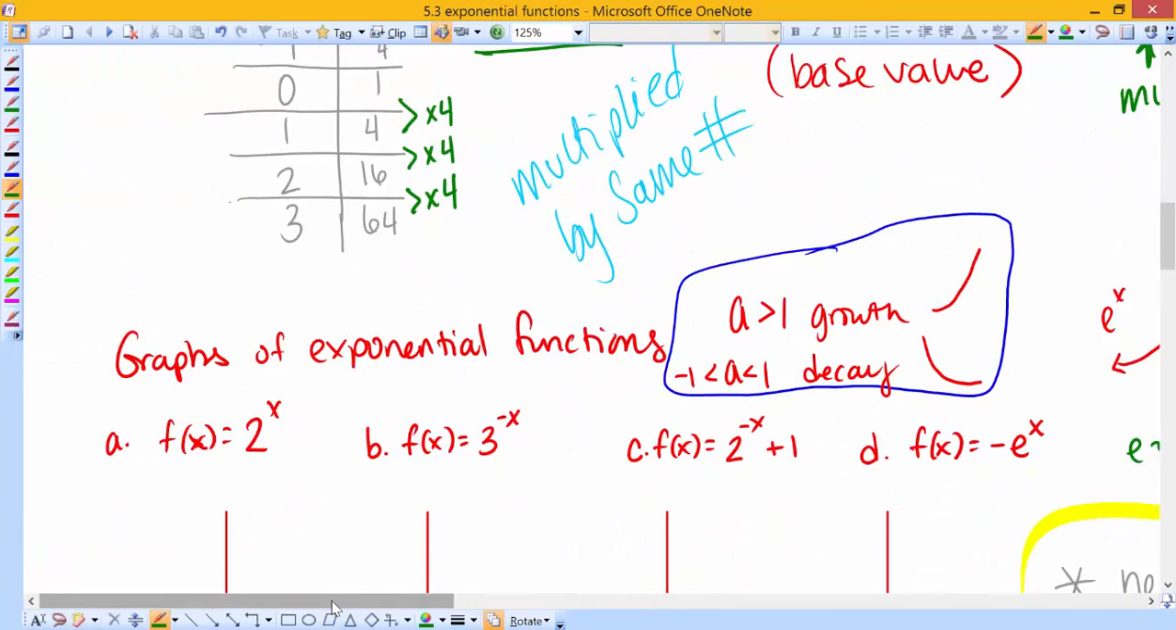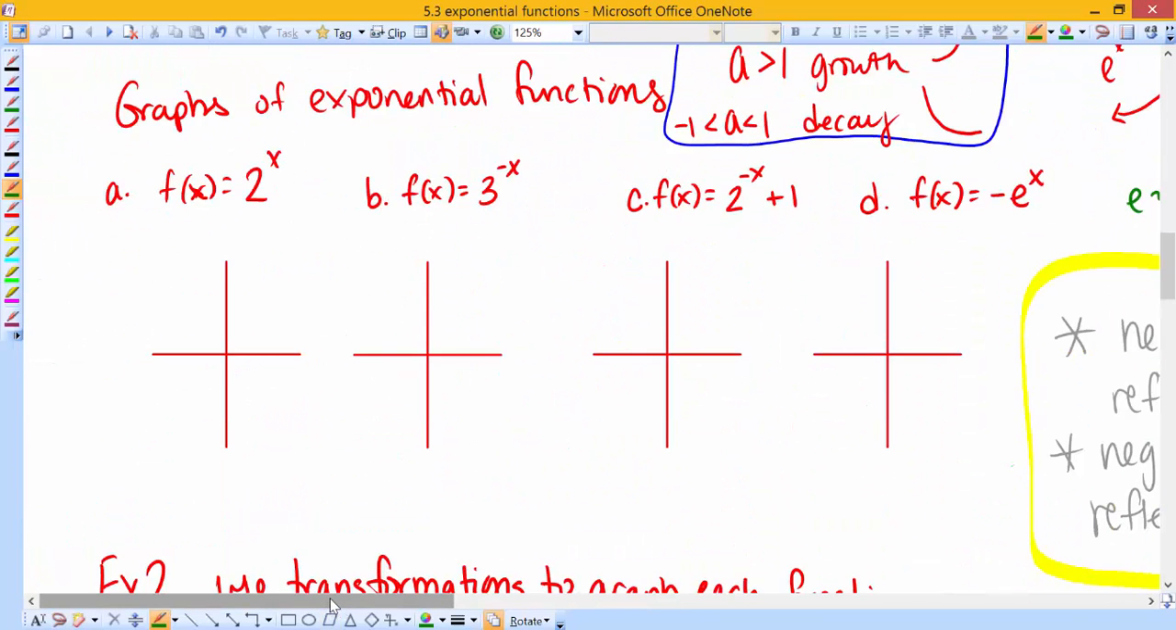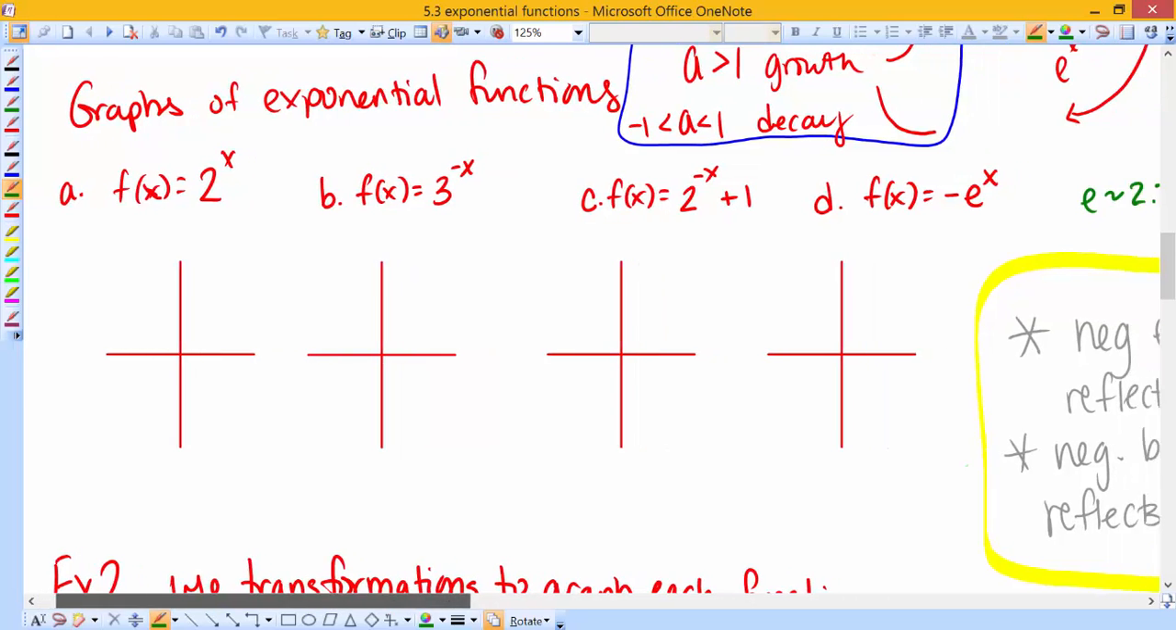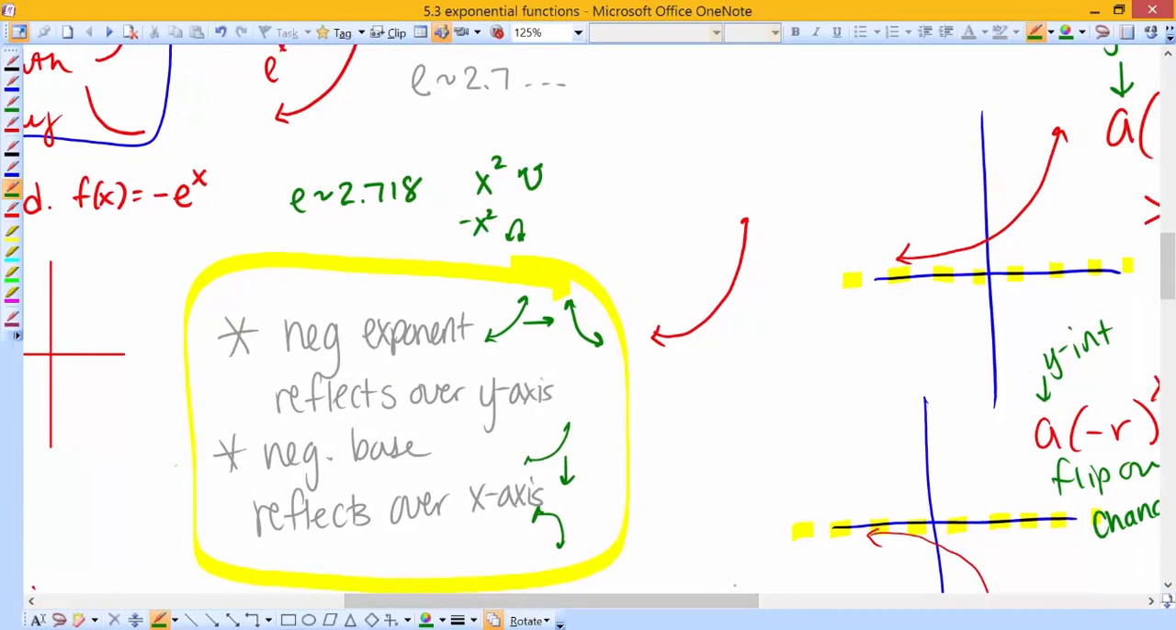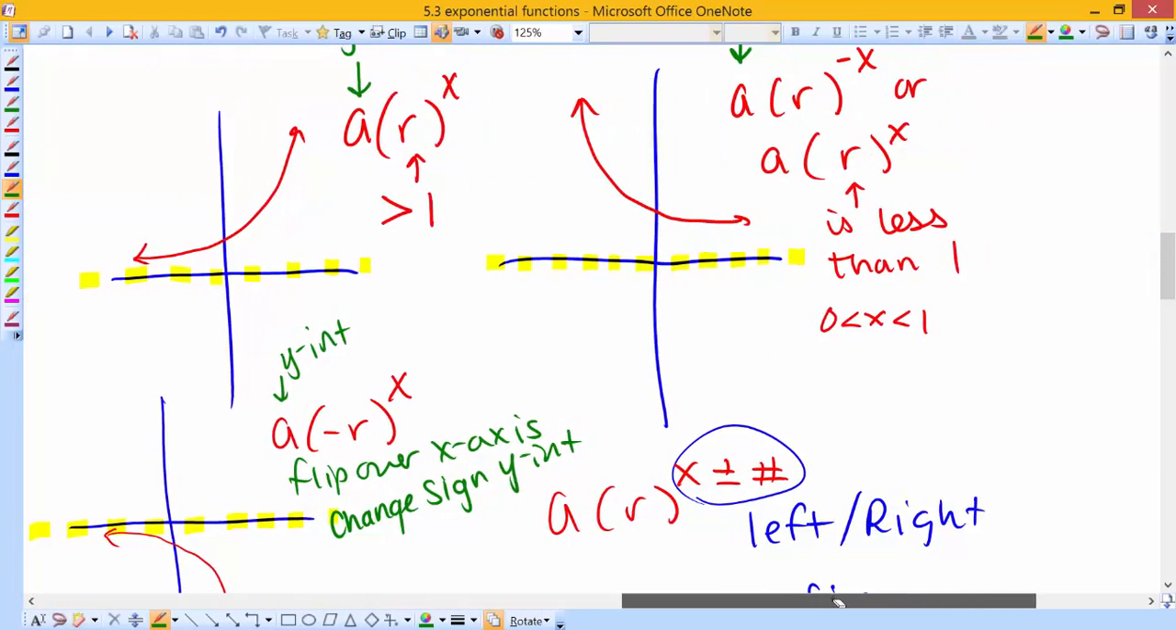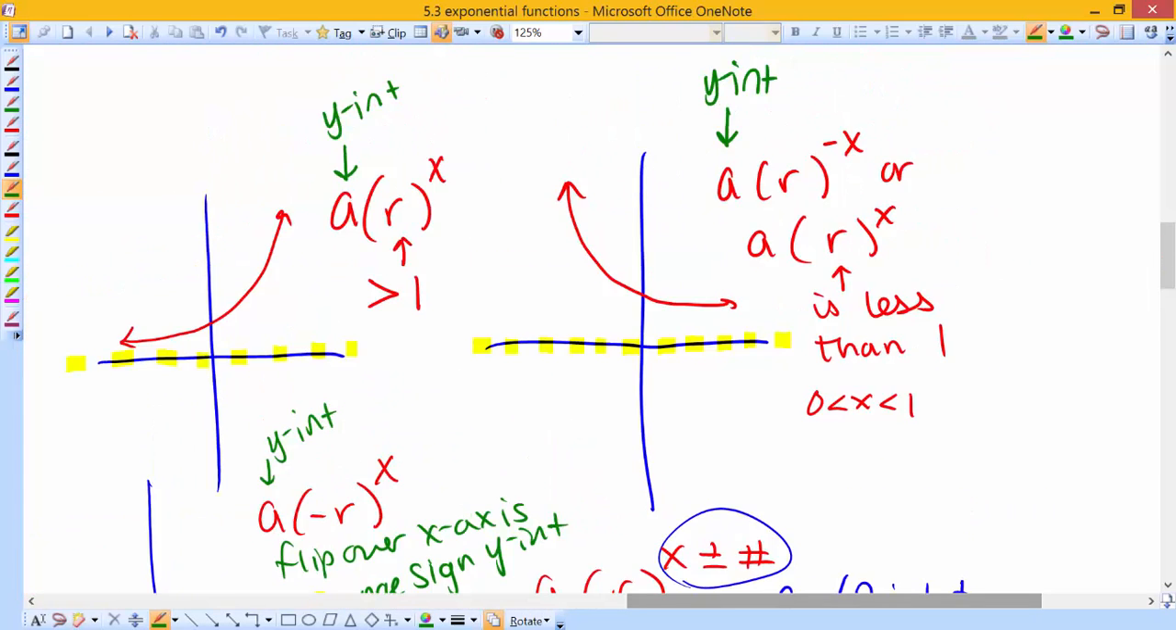All right, moving on. Now we're going to look at some graphs. Let's review really quick how we can graph these. I strongly suggest a table of values. If you're really good with transformations, you will be able to use transformations. You might want to write this down. Negative exponents reflect over the y-axis, and a negative base will reflect over the x-axis. So one flips it left and right, one flips it up and down. I also have some examples of transformations over here that you might want to pause and write down.